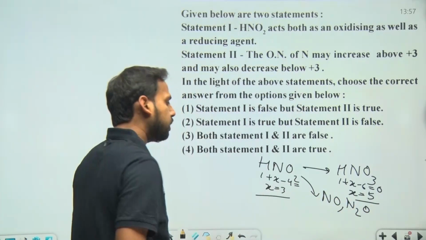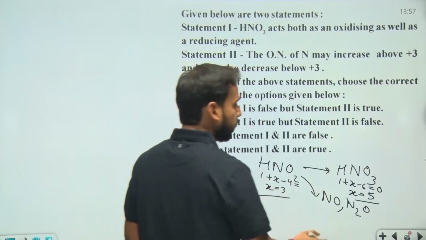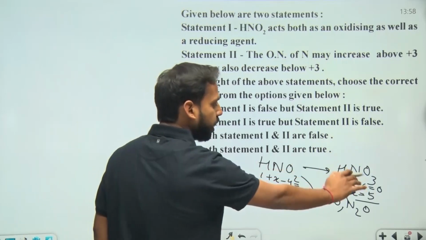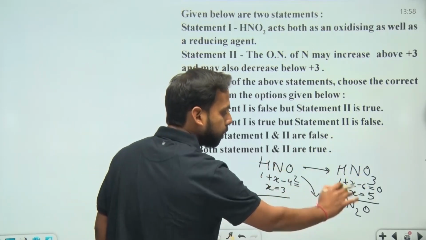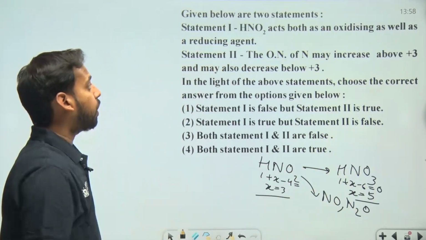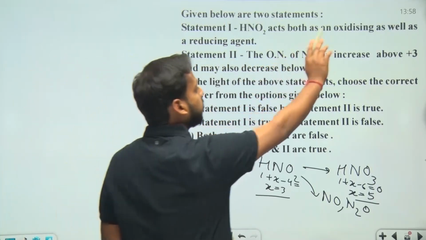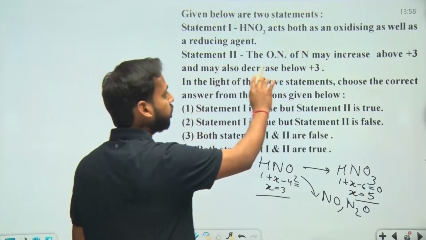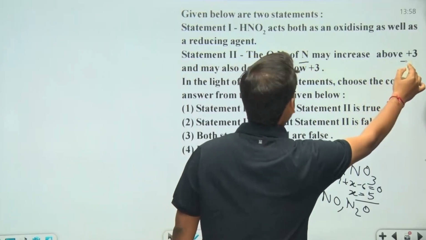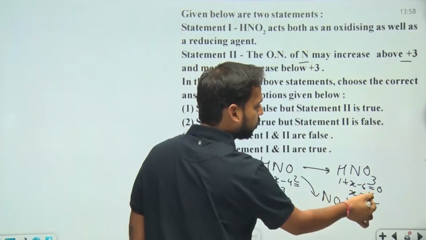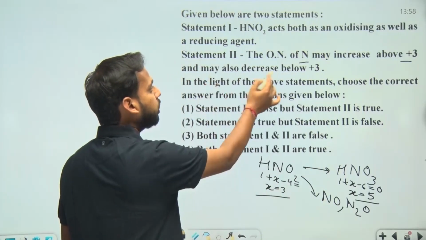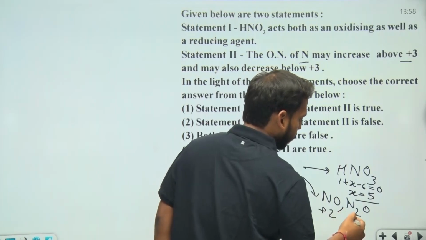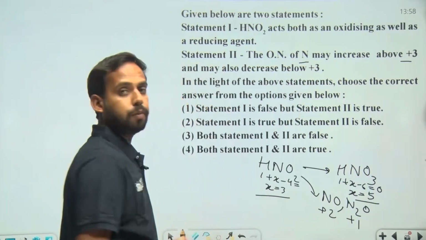In NO, the oxidation state is +2, and for N2O it is +1. So it is getting oxidized to +5, and reduced to +2 and +1. So it can act as both an oxidizing as well as a reducing agent. For statement 2, the oxidation number of nitrogen may increase above +3. Yes, it is increasing above +3, to +5, and may also decrease below +3. It is decreasing to +2 and +1. So both the statements are correct.